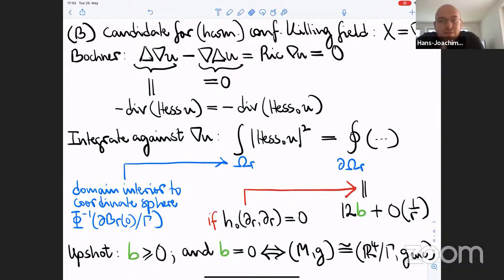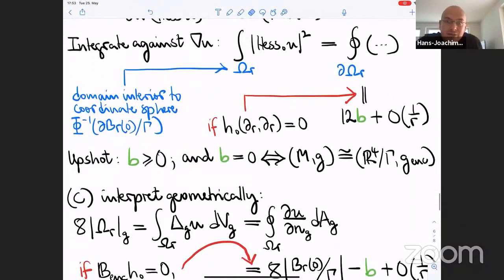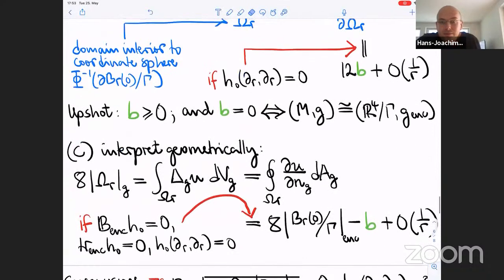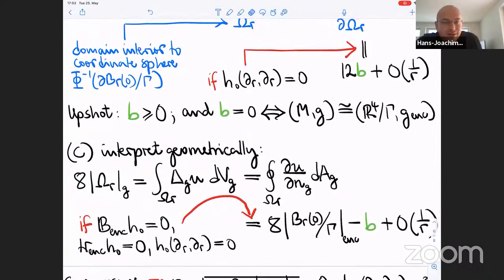Geometric analysis about properties of the special function u. And now I want to interpret that geometrically. That's the third step. Well, and what's the only thing left to play with? Well, the Laplacian of u is 8, so you integrate that over this domain omega r. So you get that 8 times the volume is equal to a boundary term.